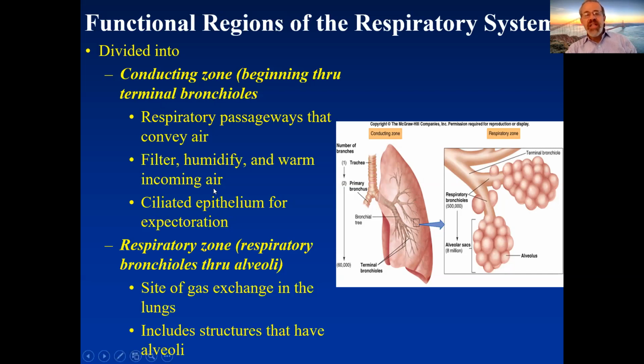All right, so this takes us all the way through the terminal bronchioles. From the terminal bronchioles, the air then passes into what we call the respiratory zone, which consists of the respiratory bronchioles, just after the terminal bronchioles, and continues into these grape-like clusters known as alveoli, and that's where gas exchange occurs.